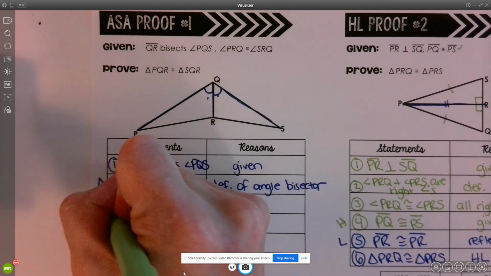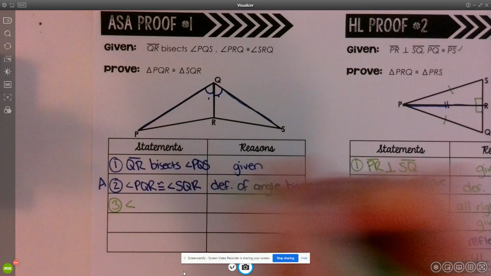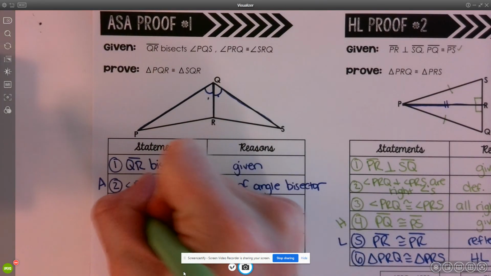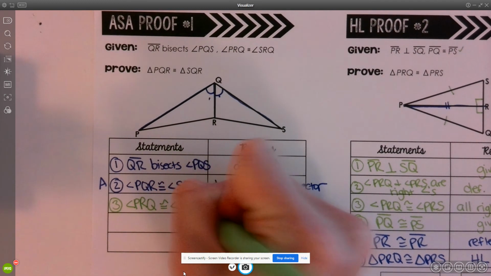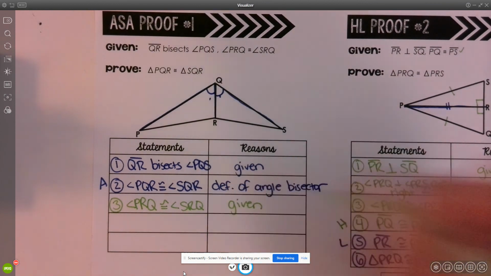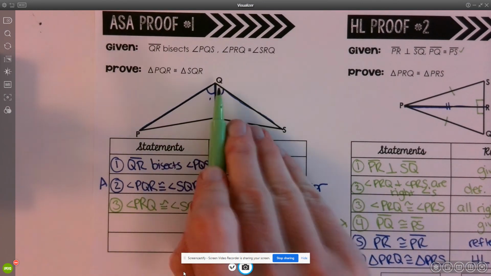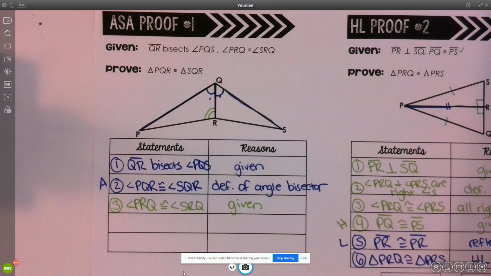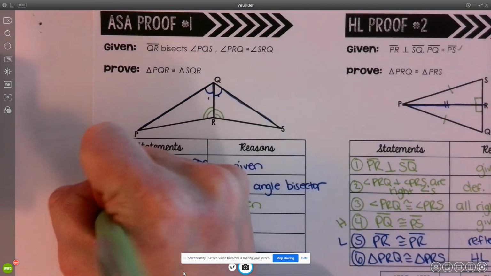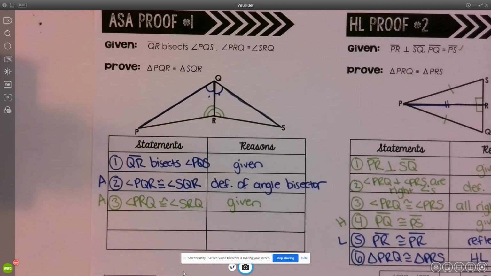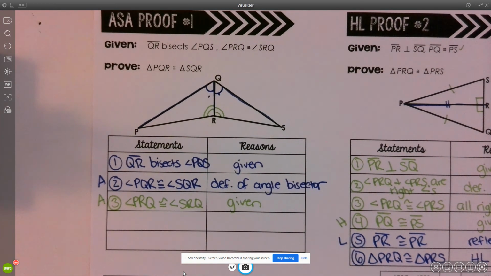They also tell us that angle PRQ is congruent to angle SRQ. And that's just something that's given to us. Angle PRQ, that's this angle here, is congruent to angle SRQ. So there is another pair of congruent angles. So now we're trying to find any other sides or angles that could possibly be congruent in these two triangles.